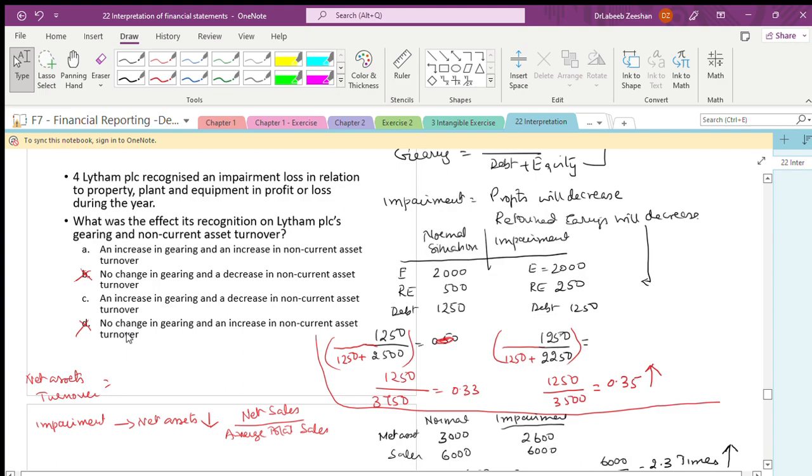The answer is what? A or C? A. The answer is A.